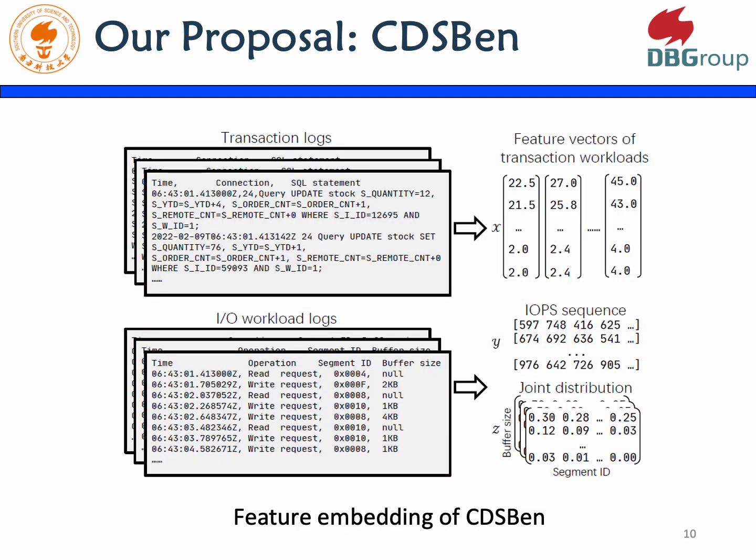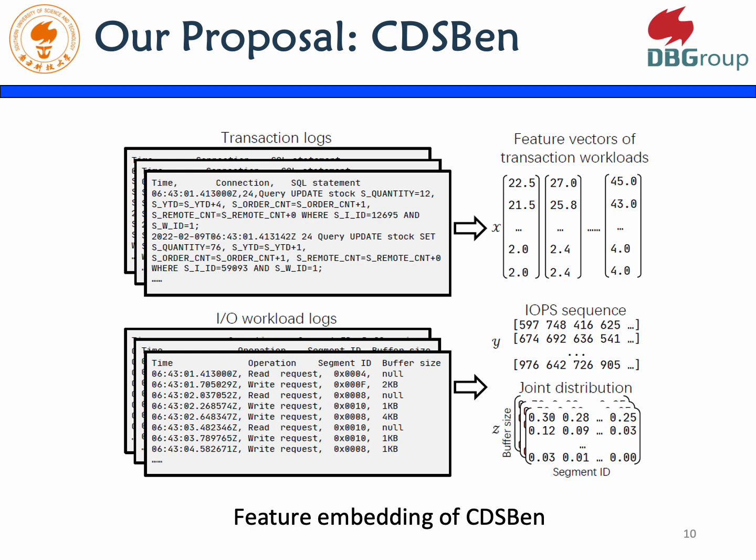Here, we briefly introduce the feature embedding of CDS-Bench. For the compute workload, we simply extract from the transaction logs the TPS of each type of transaction. For example, there are 5 types of transactions in TPCC. The TPS of each are 45, 43, 4, 4, and 4. In this case, the feature vector will be 45, 43, 4, 4, and 4. In this way, we can easily express the cases when the intensity or the read-write ratio of the compute workload changes by modifying the TPS of each type of transaction.